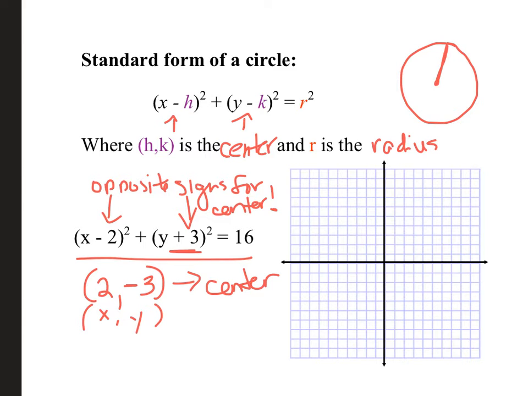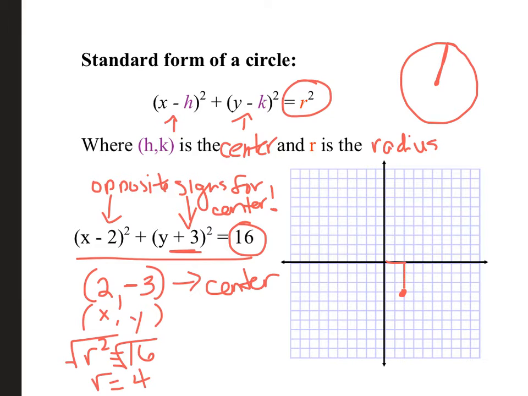And then here this is r squared. So when we're trying to figure out the radius, r squared is equal to 16. When we take the square root, r is just 4. So if we were to graph this, we would go to 2, negative 3, approximately there. Remember, x goes 2 this way, and then negative 3 goes down that way.